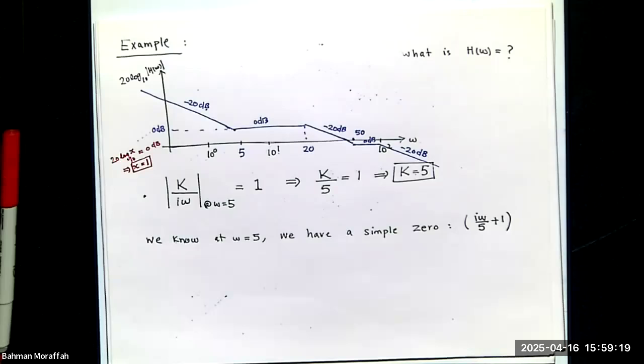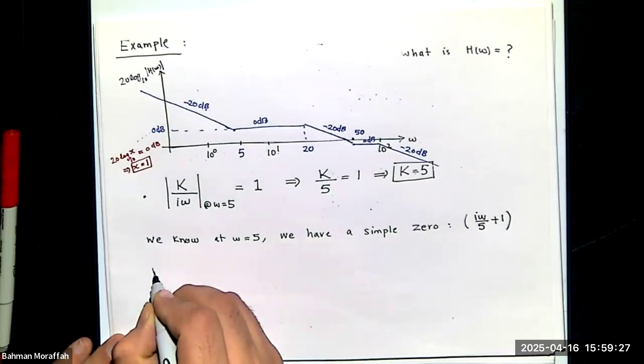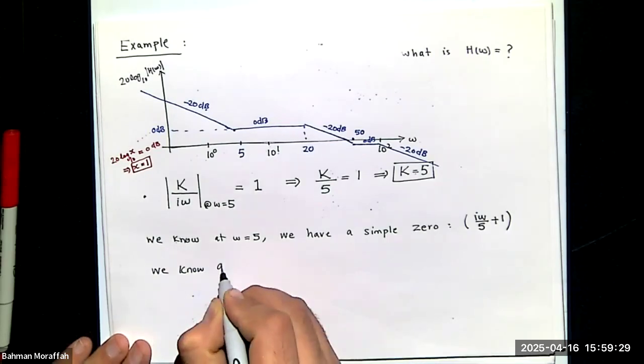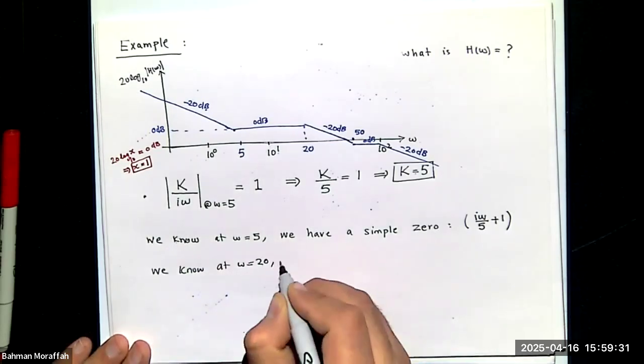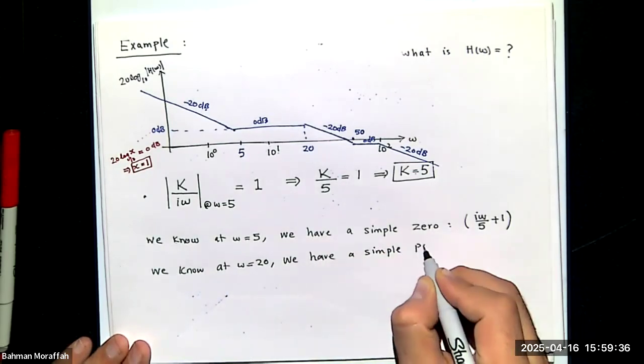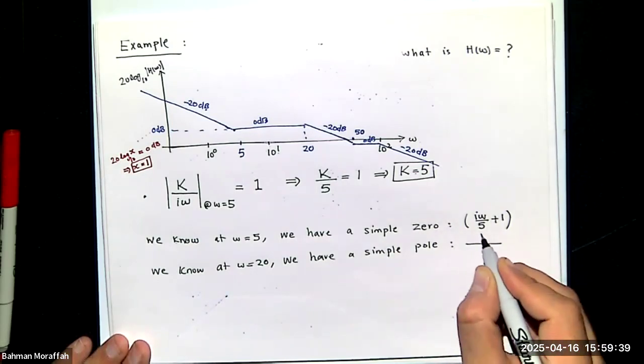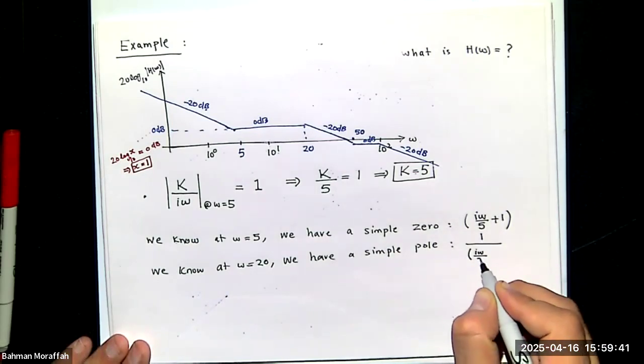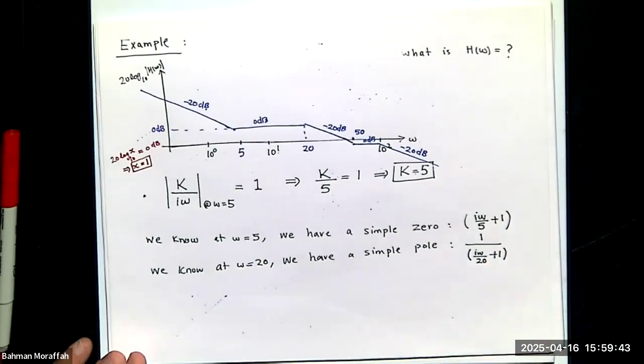That's a simple pull, right? So we know at omega equals 20, we have a simple pole. So I can write it as 1 over (i omega divided by 20 plus 1). Again, nothing changes till I hit this 50.